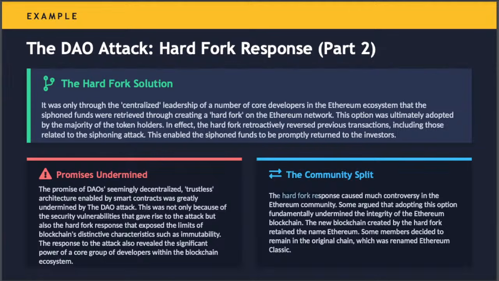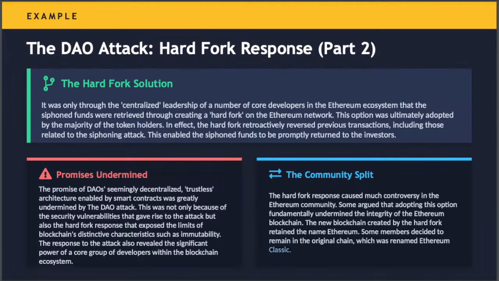Okay, the community split. The hard fork response caused much controversy in the Ethereum community. Some argued that adopting this option fundamentally undermined the integrity of the Ethereum blockchain. The new blockchain created by the hard fork retained the same name, Ethereum. Some members decided to remain in the original chain, which was renamed Ethereum Classic.